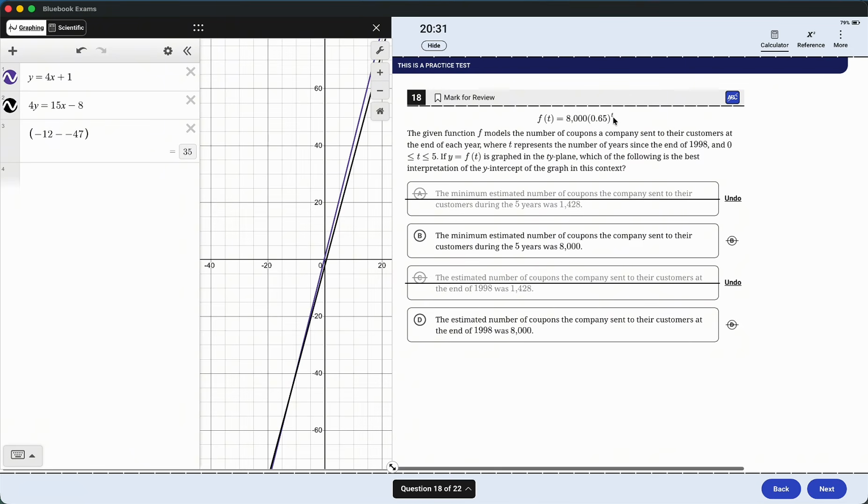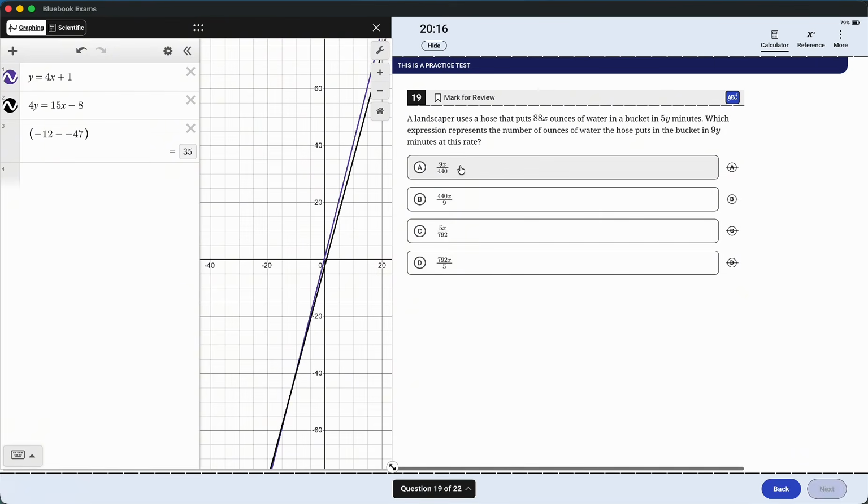So here they're not using x, they're using t. And it says t represents the number of years since 1998. So you want one that says 0 years since 1998, which would be this, not 5 years, right? So hopefully that makes sense. You want to understand the idea of intercepts, you'll see that frequently.